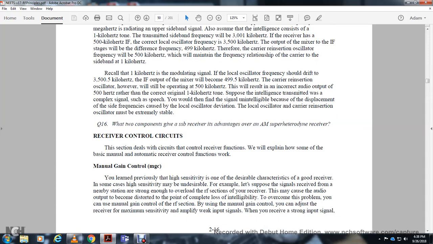Receiver control circuits. This section will explain how some of the basic manual and automatic receiver control functions work. The manual gain control, as you've learned previously, allows high sensitivity, which is a desirable characteristic of a good receiver, but in some cases high sensitivity is made undesirable.